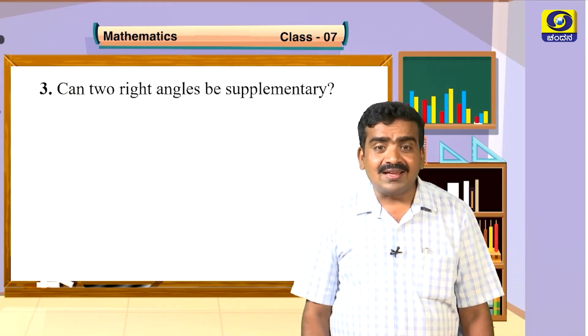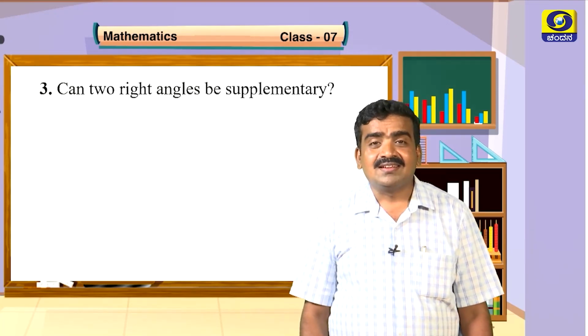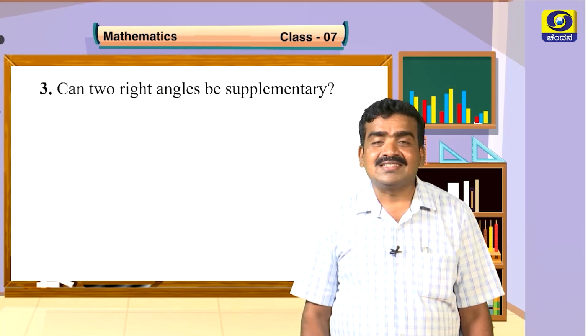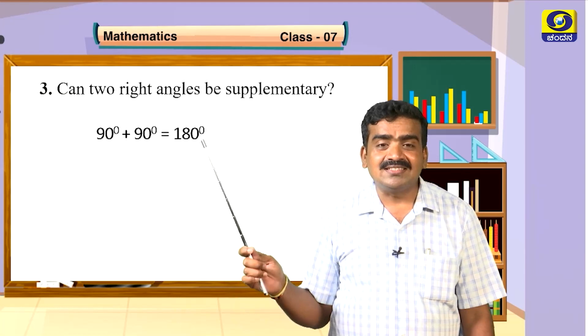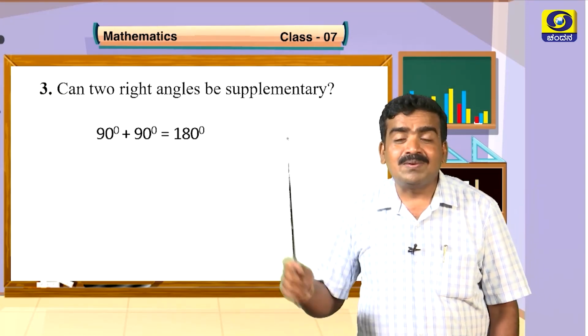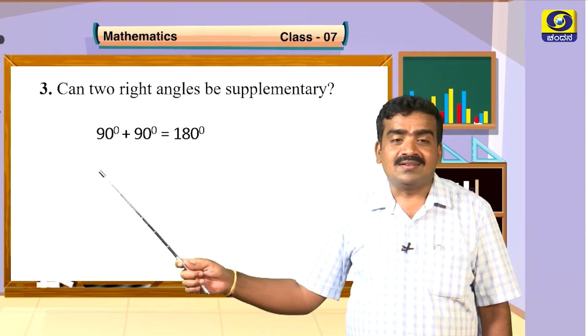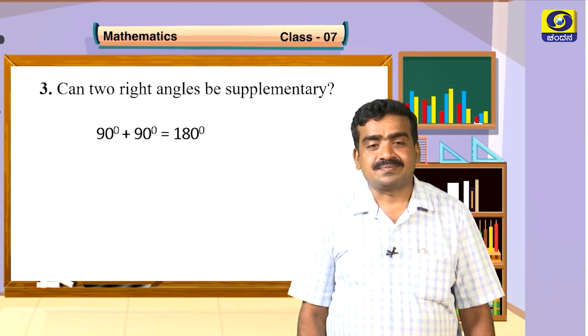Can two right angles be supplementary? What is the measure of a right angle? You are exactly correct. It is 90 degrees. Then what is their sum? 90 plus 90 is equal to 180 degrees. Therefore, they can form supplementary angles. Therefore, two right angles are supplementary angles. Yes, our answer is yes.